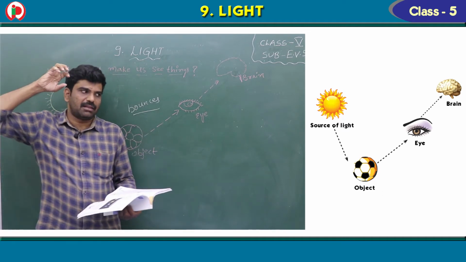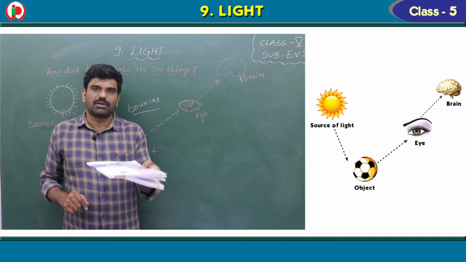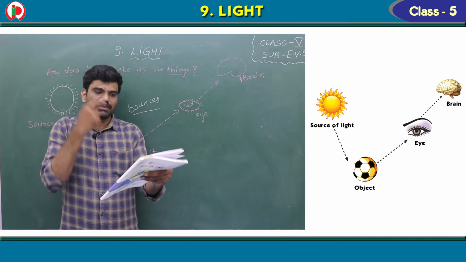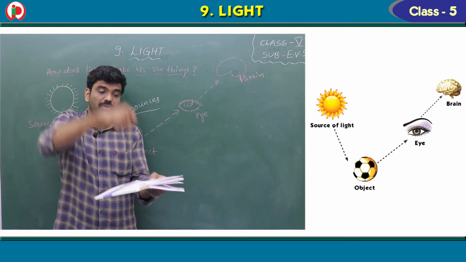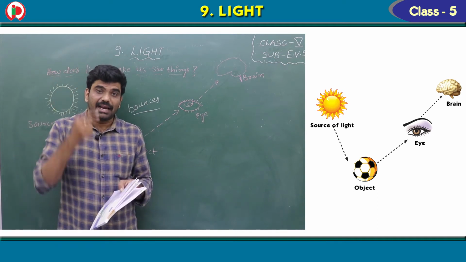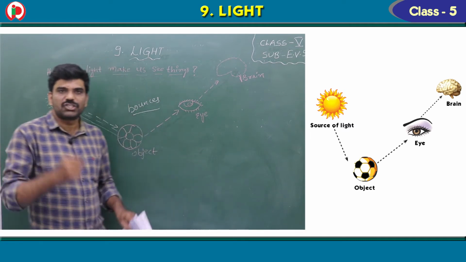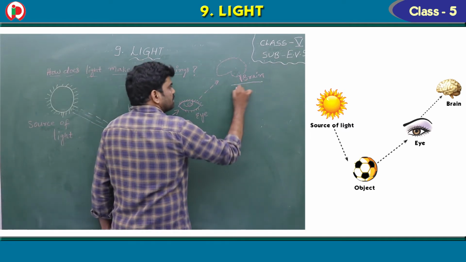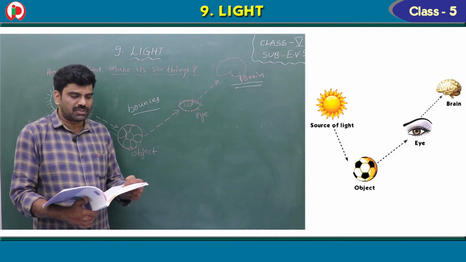So whenever the light falls, for example, see children, this is a book. This book is visible to my eyes. When the light falls on the book, it bounces from the surface and enters into my eyes. And my eye senses it and sends a message to the very important organ. This is the brain. Finally, we are able to see the object.